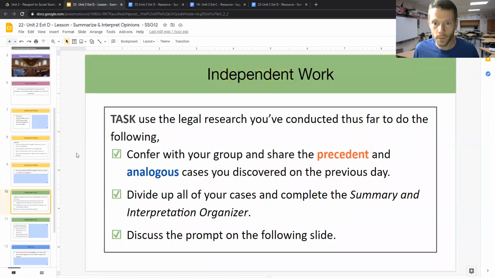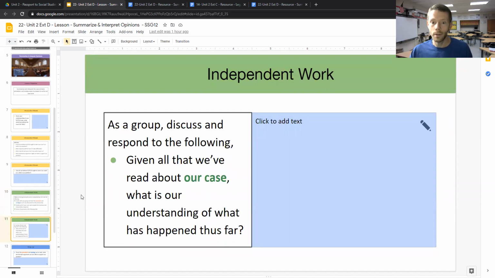And in this lesson for the independent work, what you'll do is look at the legal research that you've done so far over the course of the unit, and then working with your group mates, you'll want to share the precedent and analogous cases so that you can complete the summary and interpretation organizer, and really think together about, given all that we've read about our cases, what's our understanding of what's happening so far.